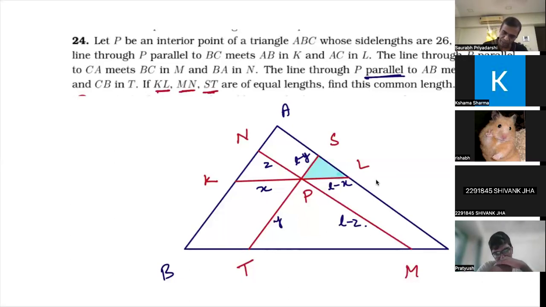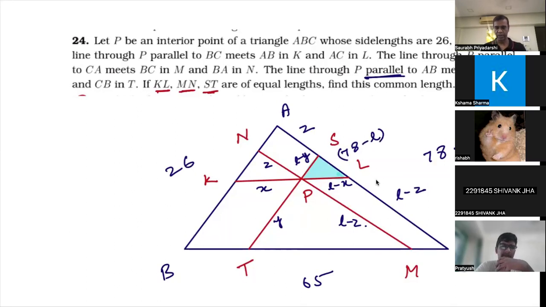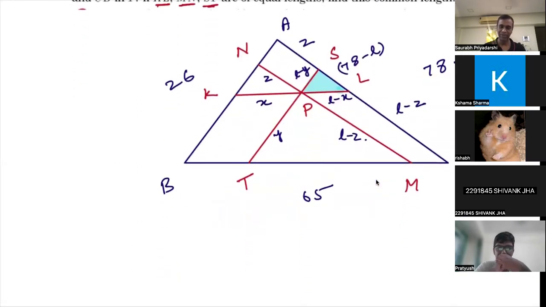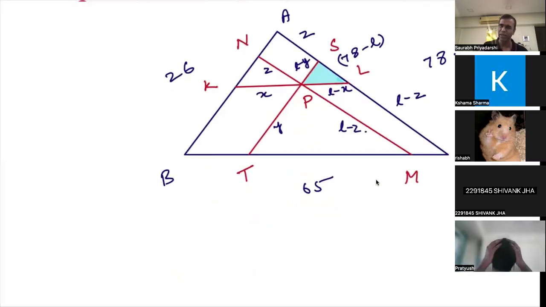So if PM is L minus Z and this is Z, so this length AC, AB, CA, this will be 78 minus L. So now everything you have, right? Only the basic proportionality you have to use. I'm not saying only the PSL, any of the triangles, just in the first look, I have marked that one. So that's the reason I'm saying the PSL.